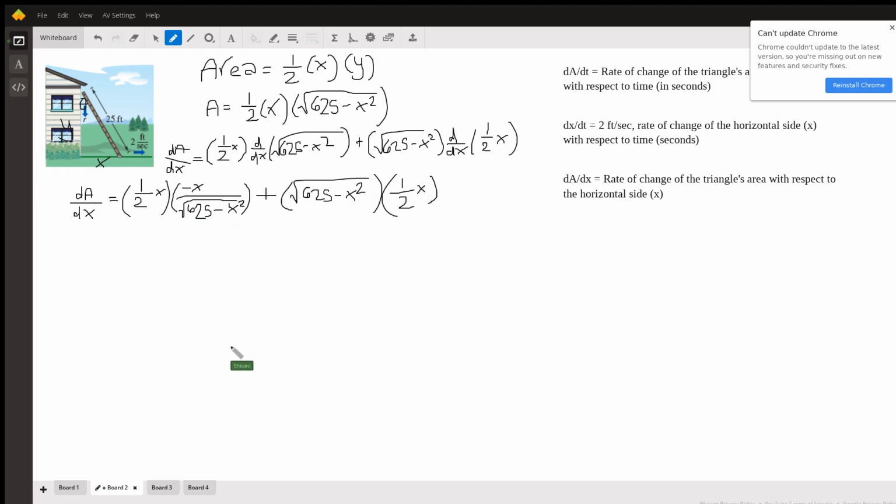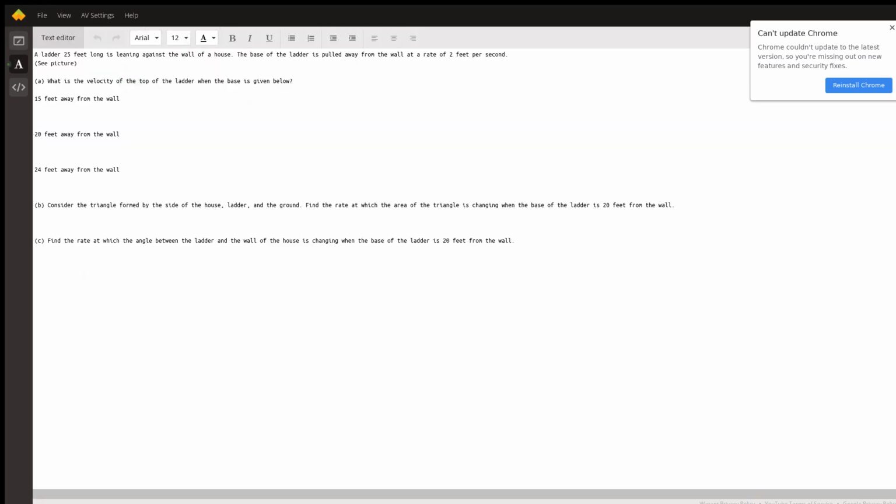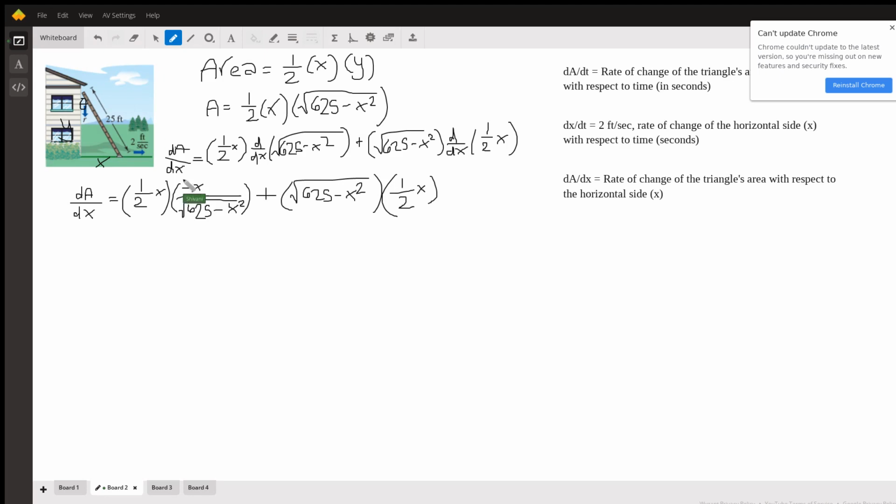So the question is asking us to find the rate at which the area of the triangle changes when the base of the ladder is 20 feet from the wall. So that means x is equal to 20 feet in this scenario. So using x equals 20, we can calculate dA over dx when x is equal to 20. So dA over dx when x equals 20, simply plug and chug.